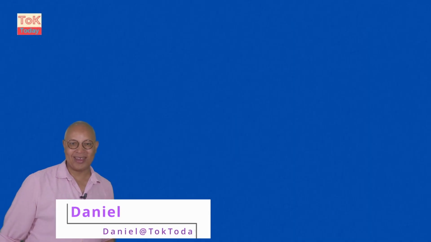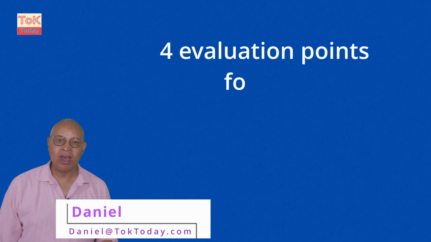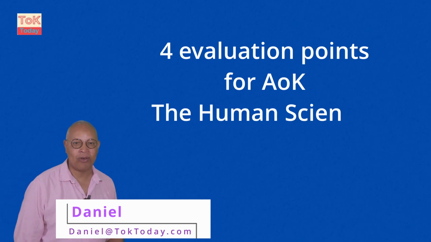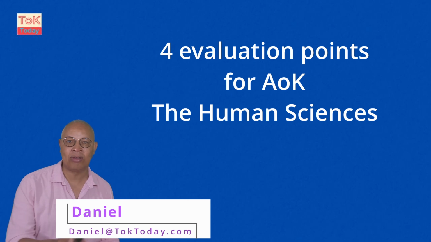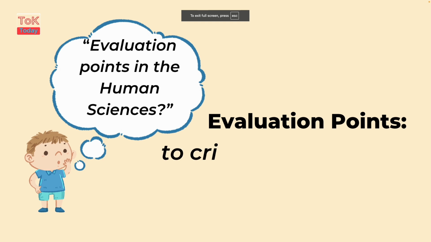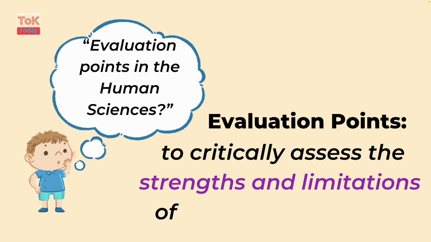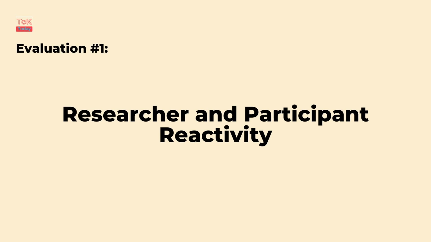Welcome to ToK Today. I'm Daniel, and today we're going to look at 4 essential evaluation points that will help you to write evaluation points for the knowledge claims in the human sciences in your ToK essay. Before I start, I assume that you understand that to evaluate something means to critically assess the strengths and limitations of the knowledge claims in the human sciences. Okay, let's get started. Evaluation point 1, researcher and participant reactivity.